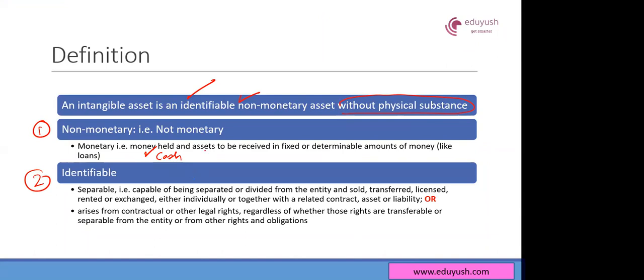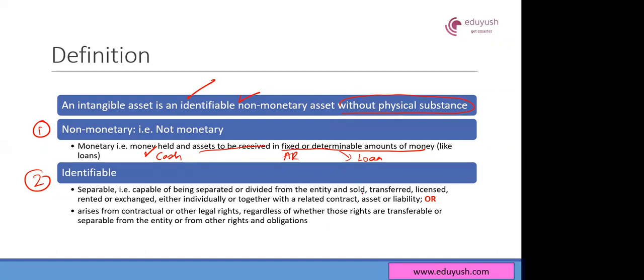Also, it refers to assets to be received in a fixed or determinable amount of money. So first of all, it is an asset which is to be received in a fixed or determinable amount of money. Can you give me some examples? I wrote loans. Is there any other asset which is monetary in nature? Debtors receivable. Yes, accounts receivable. So loans and accounts receivable are examples of monetary assets.